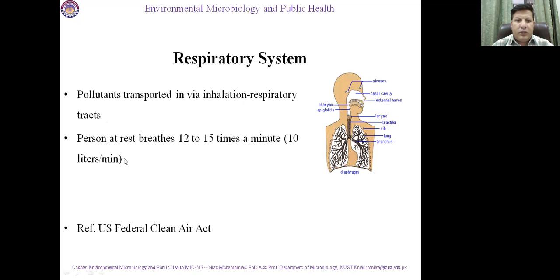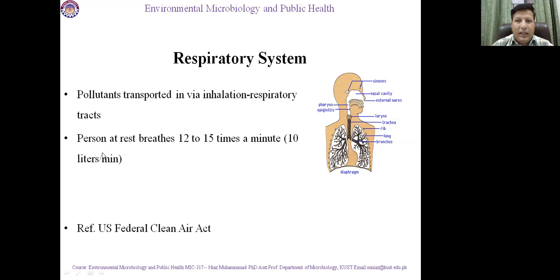If you look at the human respiratory system, pollutant is transported in via inhalation through the respiratory tract. When someone is breathing in an environment, they are taking air into the lungs through this channel. Air will be inhaled through the nose and through the mouth, and it will go into the lungs. A person at rest breathes 12 to 15 times a minute, 10 liters per minute. So a huge amount of air is taken into the lungs through breathing. Various types of pollutants can transfer from the atmosphere, from air, to lungs.